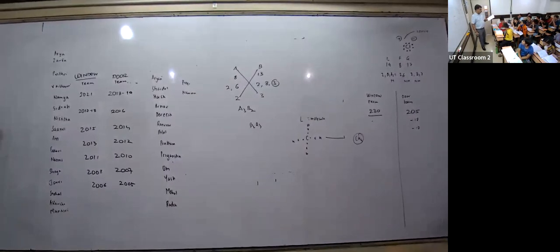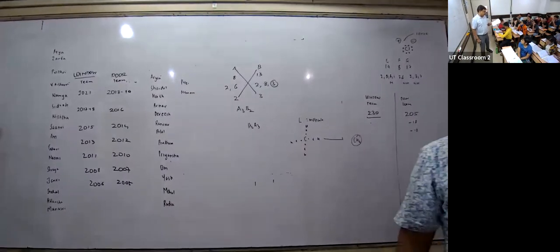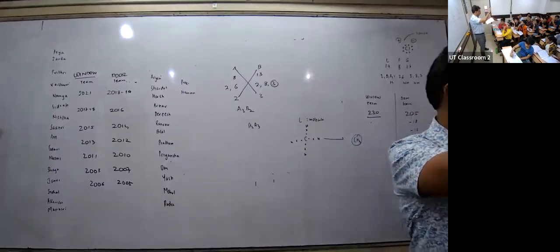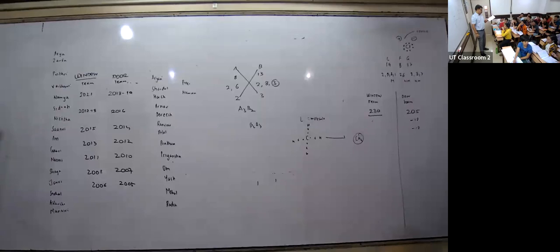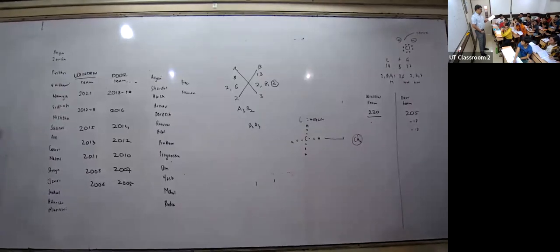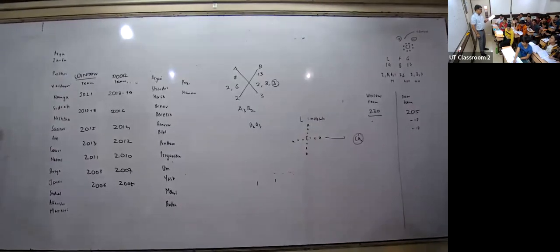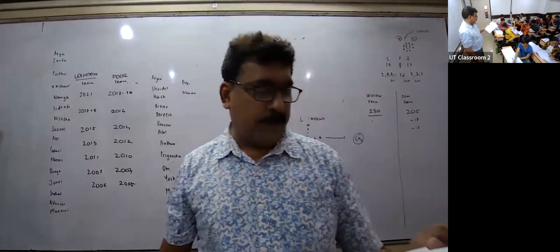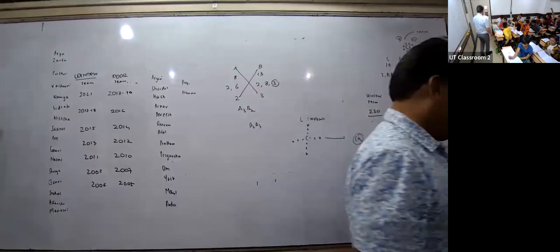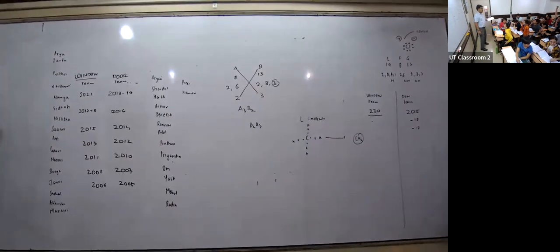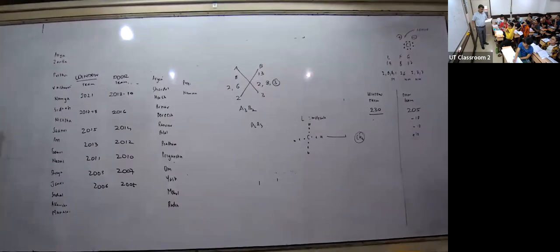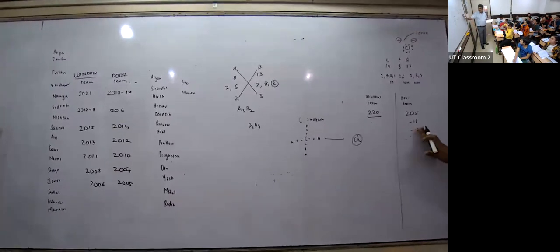The higher or lower the concentration of ions in the solution, greater is the probability of that being discharged at the appropriate electrode. Sir, higher.